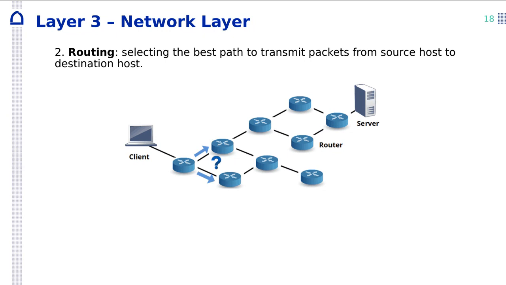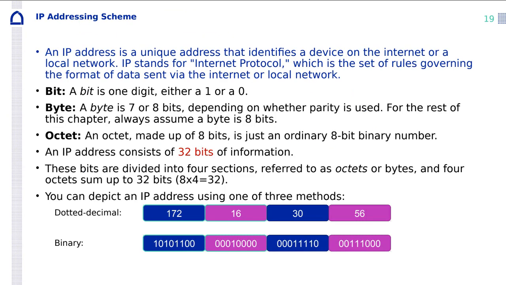Any questions? An IP address is 32 bits. Each bit is either 0 or 1. A byte is 8 bits. Okay, a byte is 8 bits. An octet is 8 bits also.